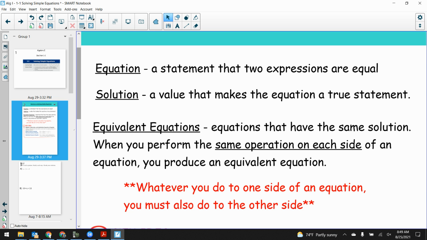We're going to talk about equivalent equations, where equations have the same solution. When you perform the same operation on each side of an equation, you produce an equivalent equation. Basically meaning, whatever you do to one side, you must do to the other side in any equation. Let me repeat that. Whatever you do to one side of the equation, you must do to the other side of the equation.